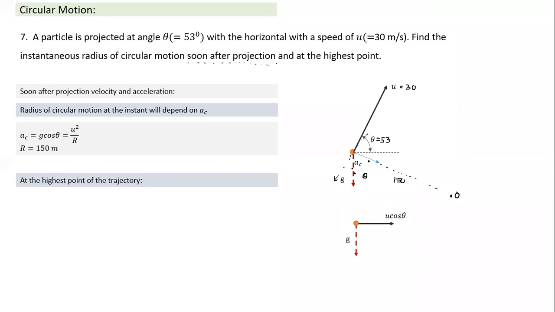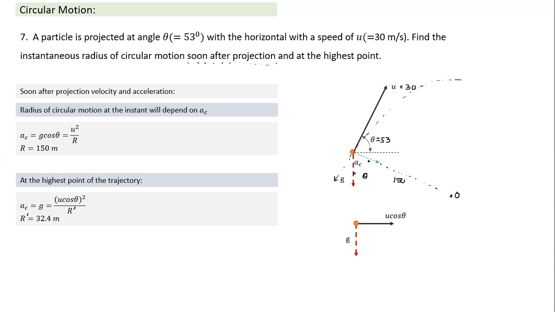Compared to the earlier point, where it was only g cos theta, here the centripetal acceleration has become more. So AC is equal to g, and that will be equal to u cos theta whole square by r. Let's call this r dash. This radius comes to 32.4 meters. So as it moves, the radius of curvature changes. Here it is like a flat curve, but by the time it reaches the top point, the radius of curvature becomes smaller.